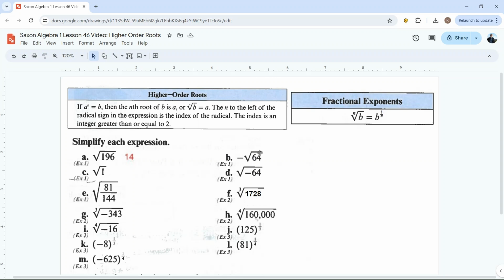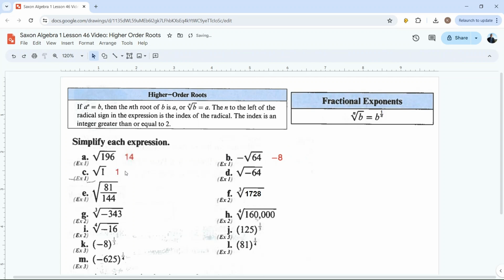Notice I have the square root symbol here. By the way, in order of operations, taking a square root counts as an exponent because it's an exponent-related problem. So we have to do the square root first, and then we can do the negative sign. So the square root of 64 is 8, and then I'm going to make that negative. We get negative 8. The square root of 1, what do I multiply by itself to get 1?